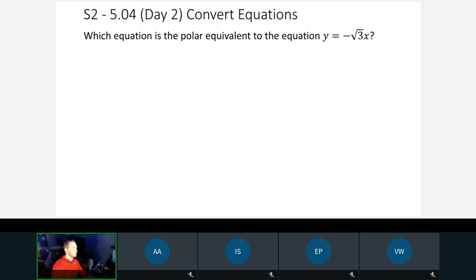All right, next one, convert equations. Which equation is the polar equivalent to the equation y equals negative rad 3x? There's not even choices here. This should probably say find the polar equivalent to this equation. All right, so how do we do that? How do we convert this from rectangular into polar?